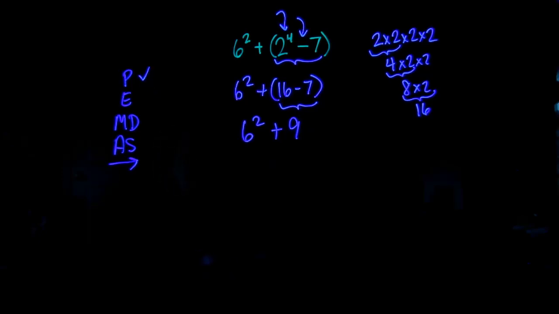Do we have an exponent? This time we actually do have an exponent. 6 squared. That is 6 times 6, which is 36. 36 plus 9 comes next. We are done with our exponent. There is no multiplication or division, so we're going to move on to our last step, which is adding and subtracting. 36 plus 9 is 45.